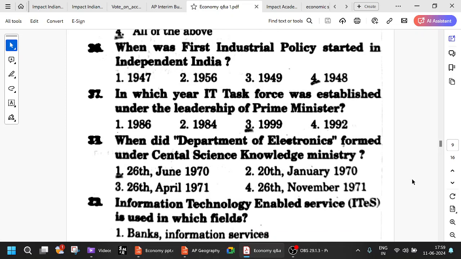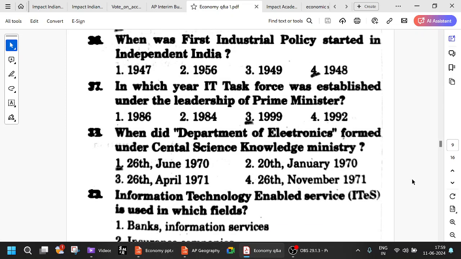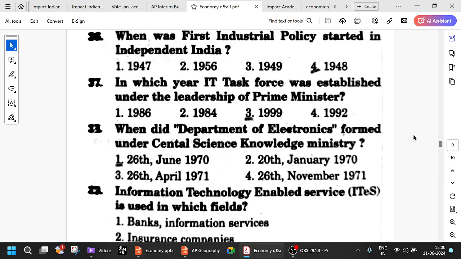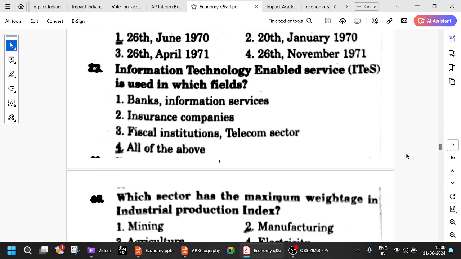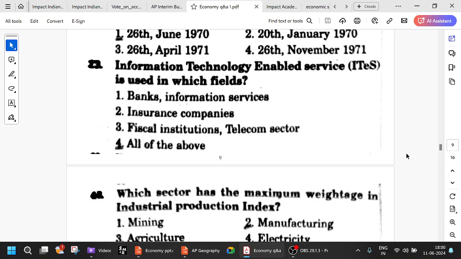So in which year was the IT task force established under the leadership of the Prime Minister? In 1999, the IT task force was established. No need to remember in depth. When was the Department of Electronics formed under the Central Science Ministry? Again, 1970. Try to remember if you can, otherwise no problem. Information technology enabled services, that is ITES, is used in which fields? IT is used in banks, insurance companies, financial institutions, telecom sector, everyone. These days everyone is using IT enabled services.